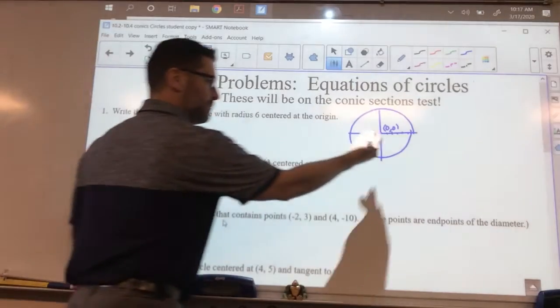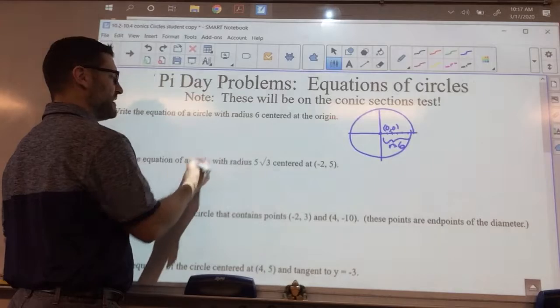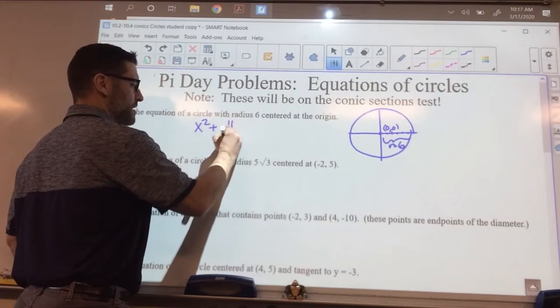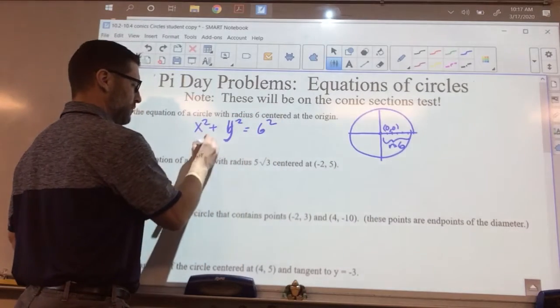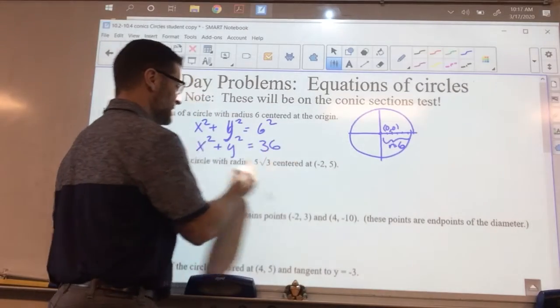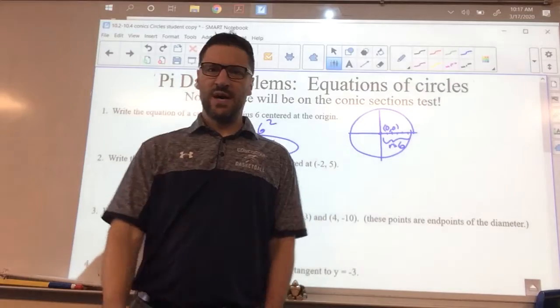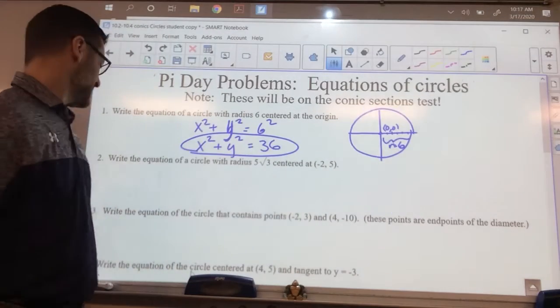All right, so radius is 6. There's my R is 6. Centered at the origin, really easy. X squared plus y squared equals 6 squared. It would be written as x squared plus y squared equals 36. And you can plug that right into Desmos right now. Hit pause, look at the graph, look at the picture, and we should have this scenario.